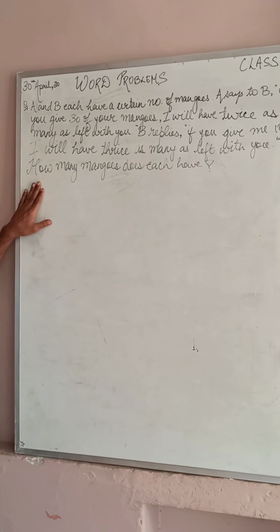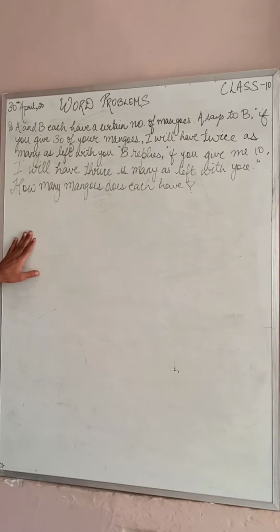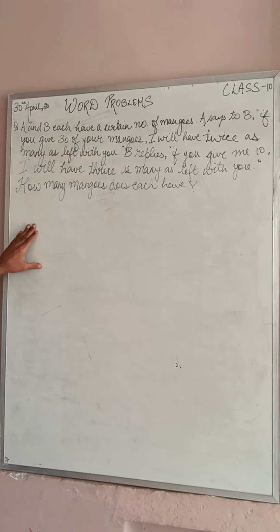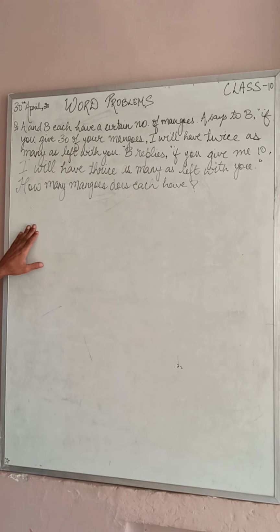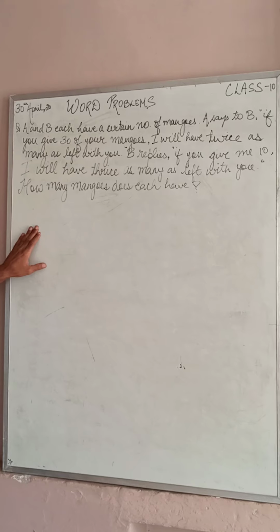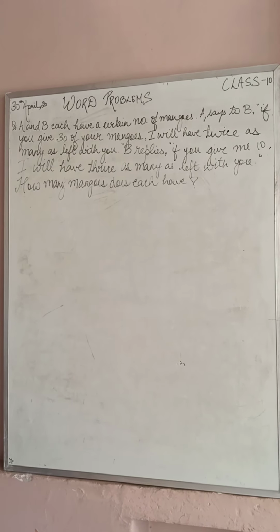Today let's take another word problem. The question is, A and B each have a certain number of mangoes. A says to B, if you give 30 of your mangoes, I will have twice as many as are left with you. B replies, if you give me 10, I will have thrice as many as are left with you. How many mangoes does each have?